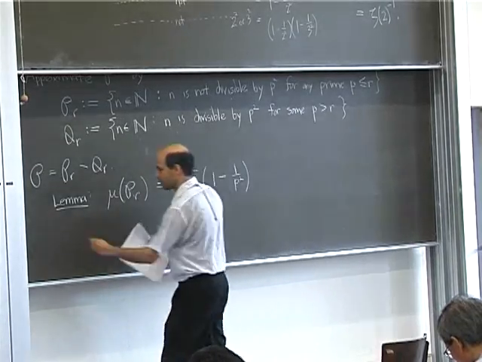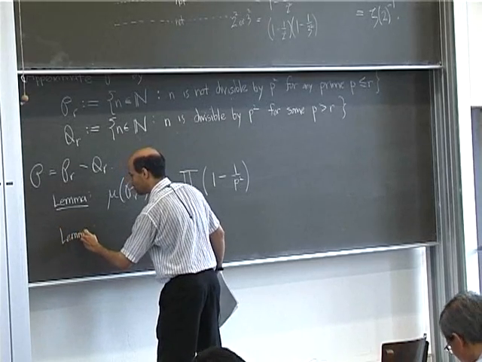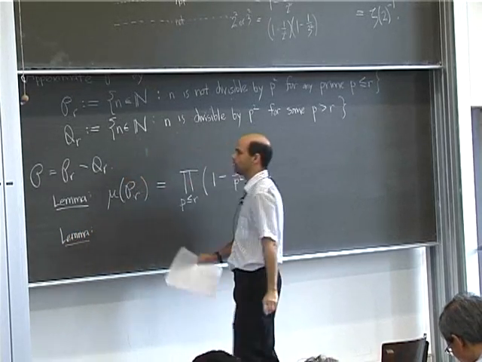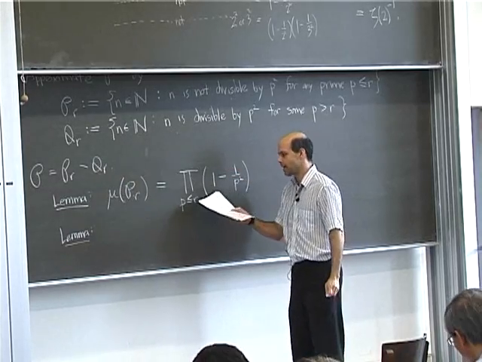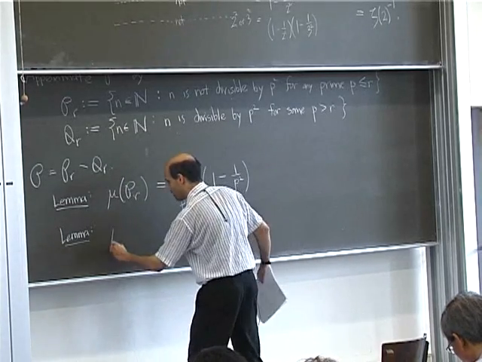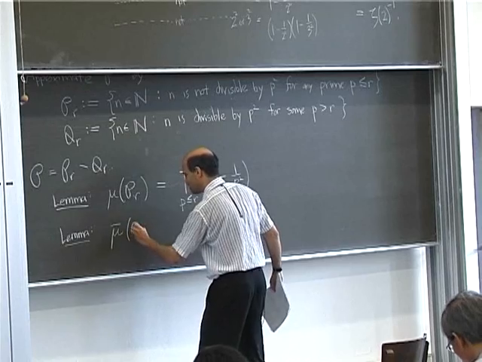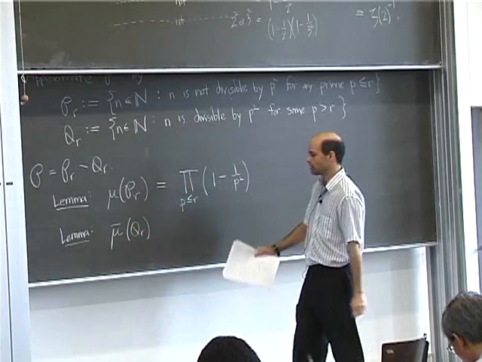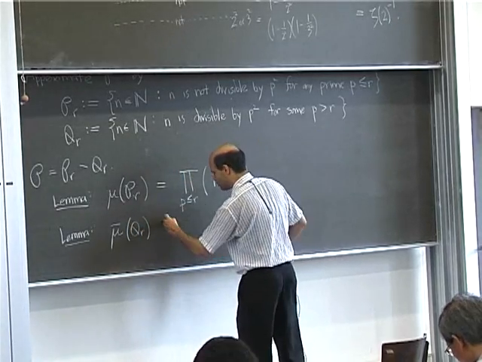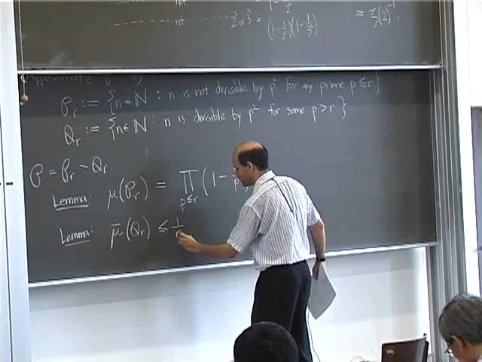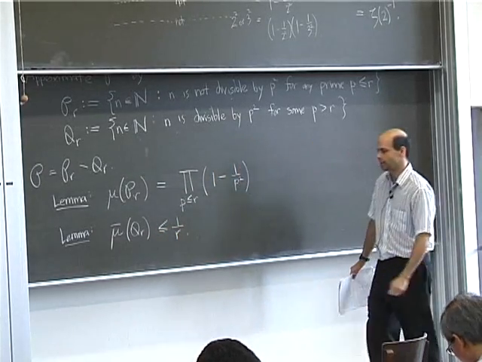And then the other part of the proof is to show that when you delete the Q_R, nothing much changes. Namely, you want to show that the upper density of this set Q_R is small, at least when R is large enough. In fact, what you can prove really easily, I'm not going to do it, but you can imagine that's not hard to show.